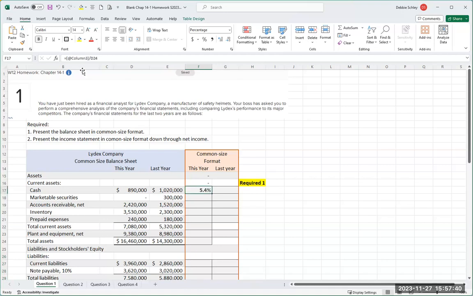Now, if I anchor the cell that has the total assets, then I can drag this formula down and it will do each one of these. So like if I look at this one, it's going to be the inventory divided by total assets. And so total assets is 100%, and then each of these is a portion. This just tells us what percent of that total is each individual item.